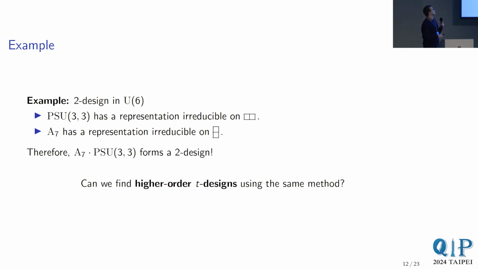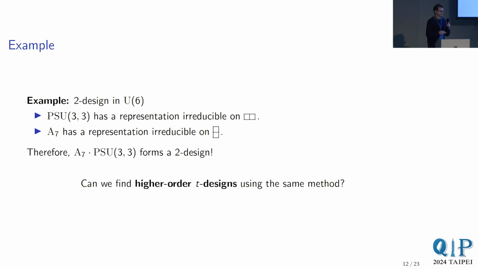So for example, we can construct a 2 design in dimension 6. For example, if you use the projective special unitary group over a certain field, it has a representation irreducible on the symmetric subspace, and the alternating group of order 7 has a representation irreducible on the anti-symmetric subspace. It is called a standard representation. By forming the pairwise product of these 2 groups, it constitutes a 2 design.